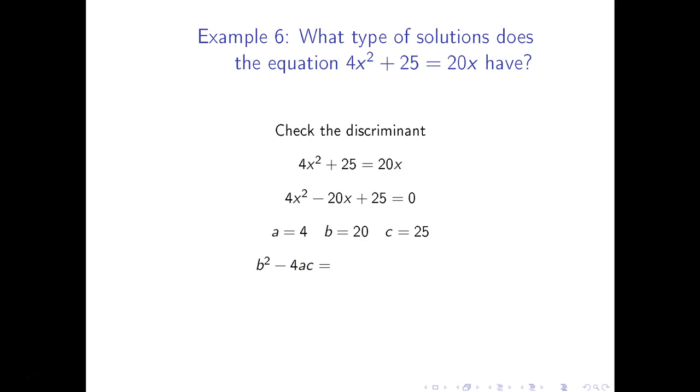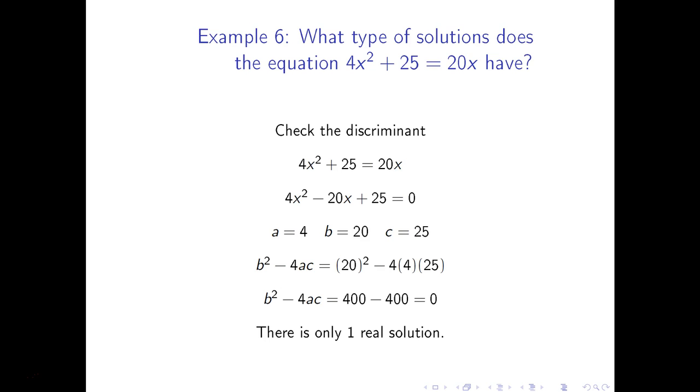So b squared minus 4ac, what is that equal to? Go ahead and pause the video and find b squared minus 4ac. Well, notice that's 20 squared minus 4 times 4 times 25, which is 400 minus 400, which is 0. So based on our last chart on the previous slide, that would be only one real solution. So we can have equals 0.